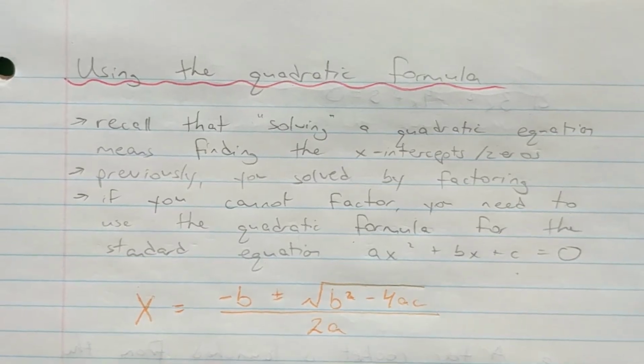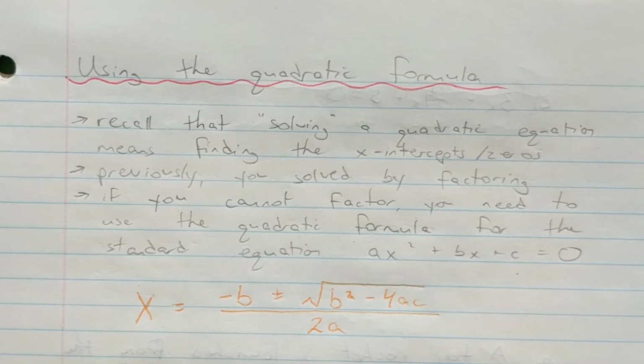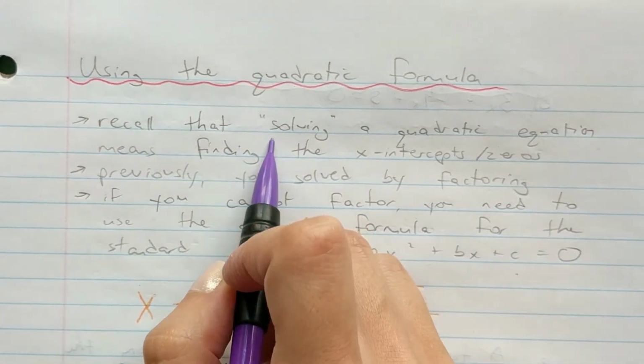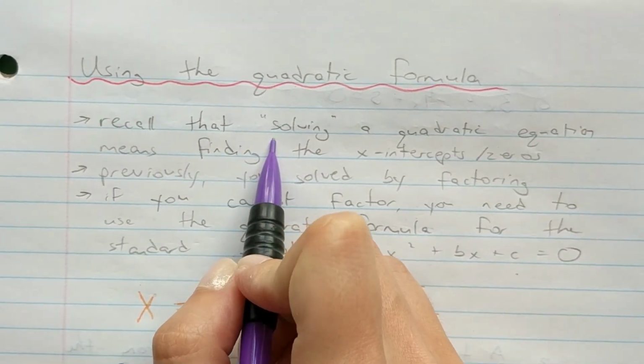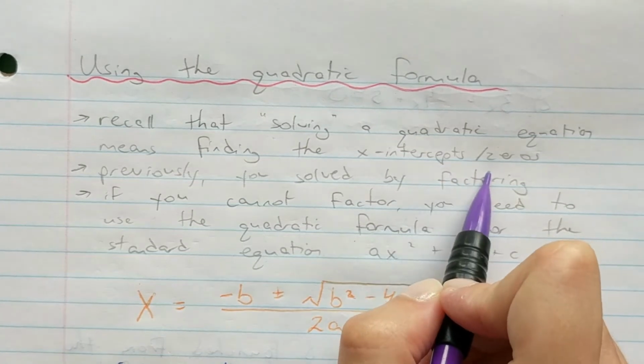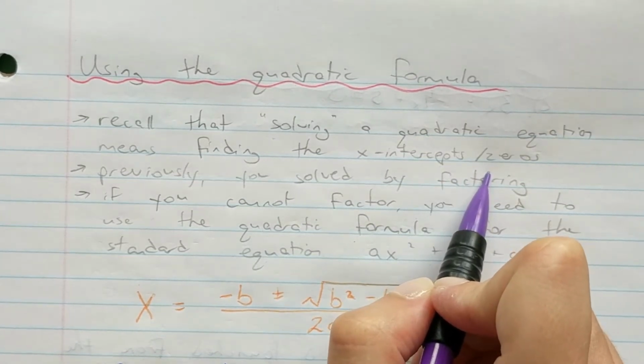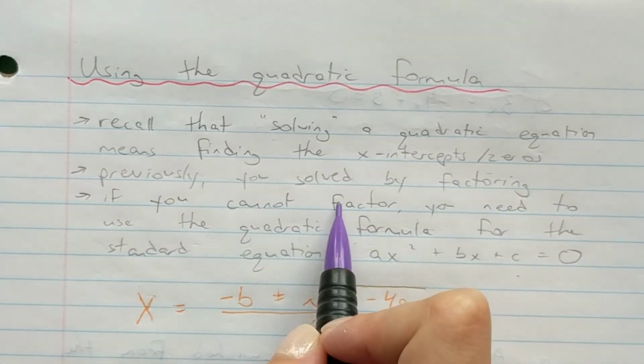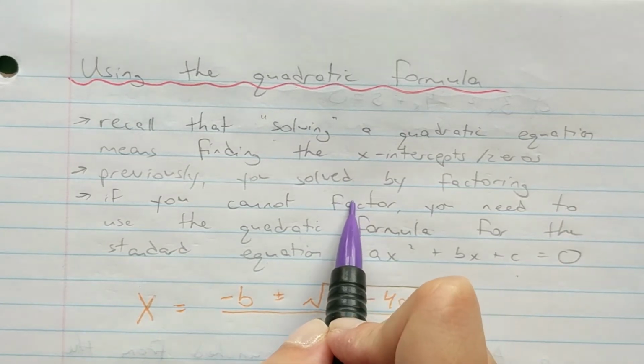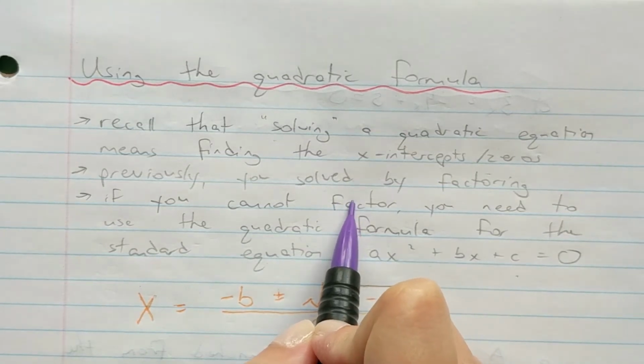Okay, so let's talk about using our quadratic formula. First of all, recall that when I'm asking you to solve a quadratic equation, that means that you're finding the x-intercepts, otherwise known as the zeros. Previously, we have solved by factoring, and always, when in doubt, you should always try factoring first.